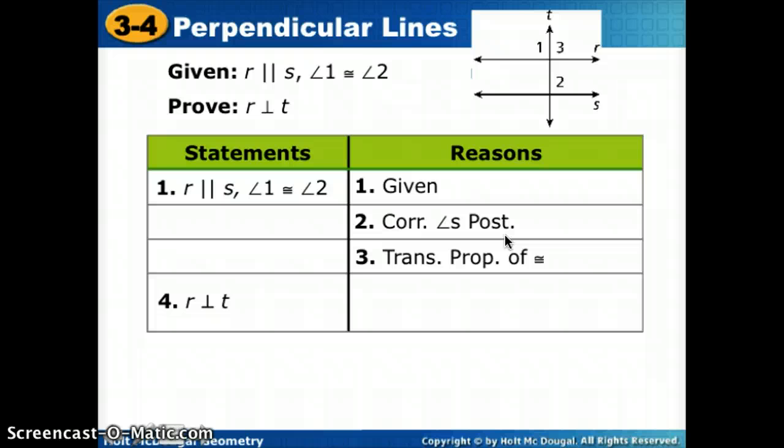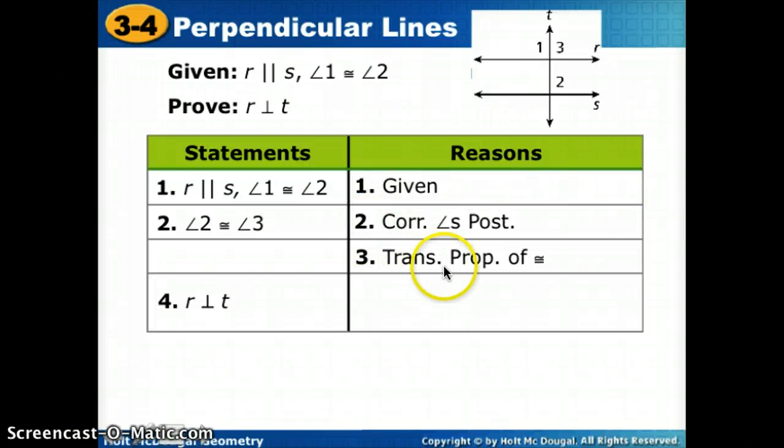So if we look in the picture, do we have any corresponding angles? Remember, corresponding angles are in matching positions. Well, when I look in this picture, I see that 2 and 3 are in matching positions. So I think we're probably going to say that 2 is congruent to 3.